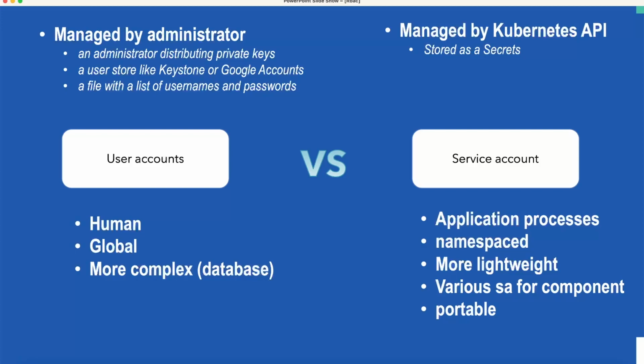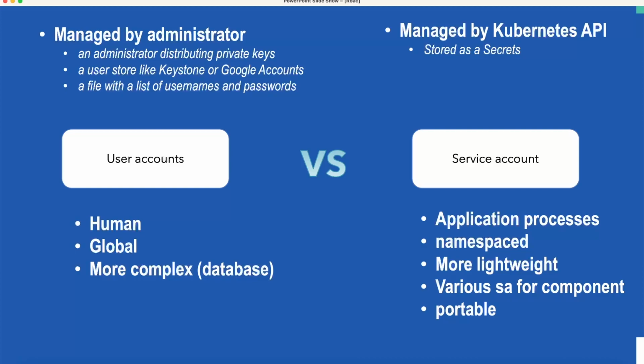They are not handled by Kubernetes, like storing in Google accounts or as a file. But service accounts are more lightweight. It means that they need to be created by the user. The user is going to create a service account, or it's automatically created by Kubernetes. This lightweight nature shows that you can use various service accounts for components, and they are more portable. You can create multiple service accounts for one namespace and use them in another namespace too.